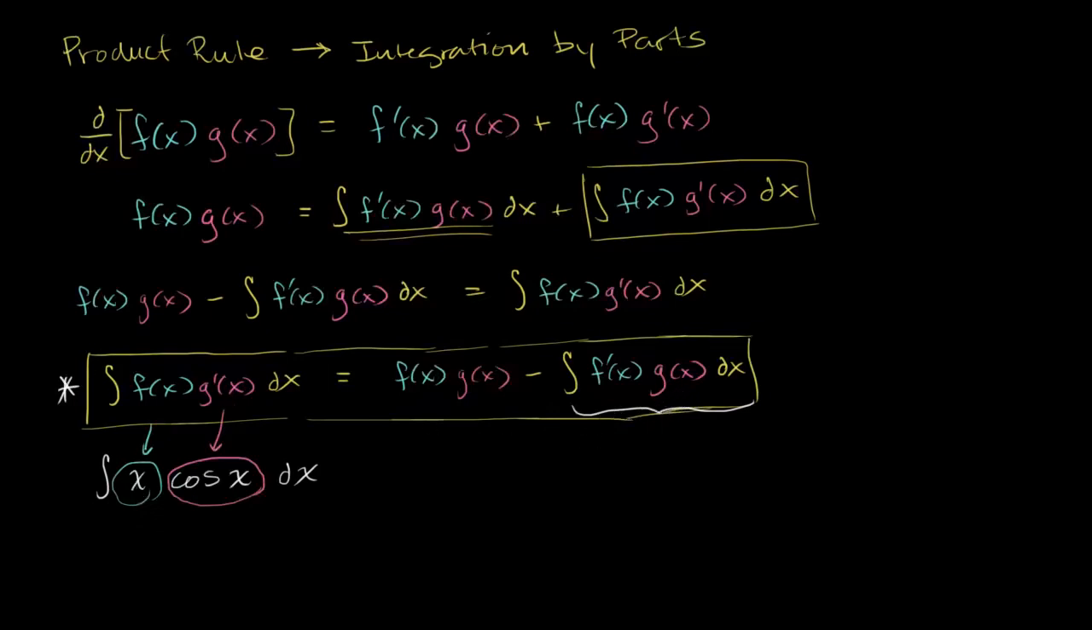So let me make it clear over here. We are assigning f of x to be equal to x. And that means that the derivative of f is going to be equal to 1. We are assigning, I'll write right here, g prime of x to be equal to cosine of x, which means g of x is equal to sine of x, the antiderivative of cosine of x.